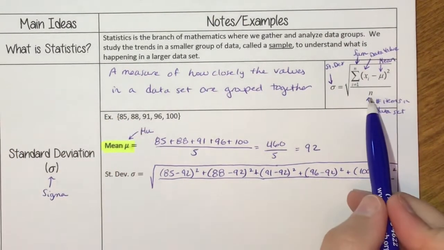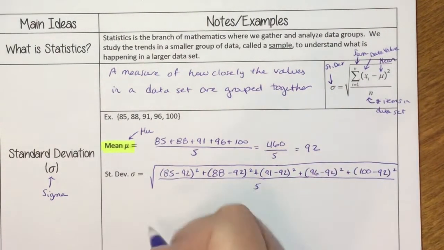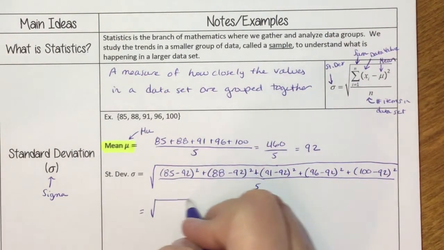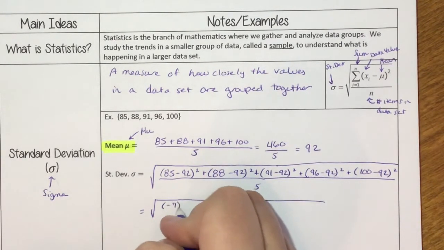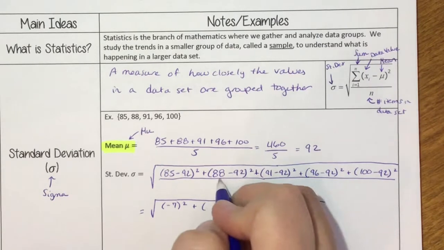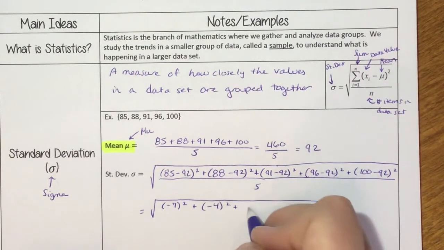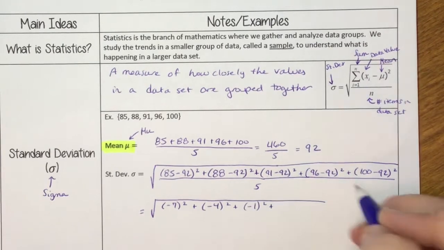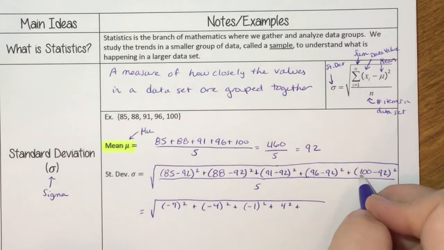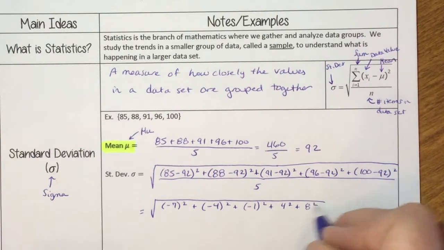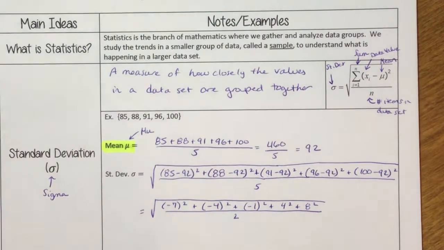In the denominator, n represents the number of terms in our data set. That was just 5. So here I have the square root of 85 minus 92 is negative 7, gets squared, plus 88 minus 92 is negative 4 squared, 91 minus 92 is negative 1 squared, 96 minus 92 is 4 squared, and 100 minus 92 is 8 squared, divided by 2. This isn't hard stuff, right? It's kind of a pain in the neck, but it's not hard.